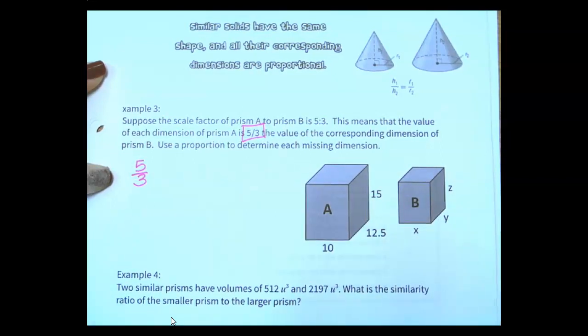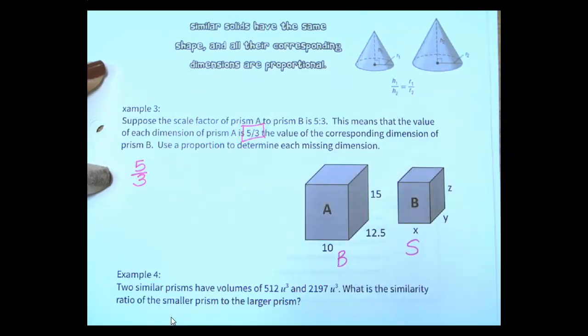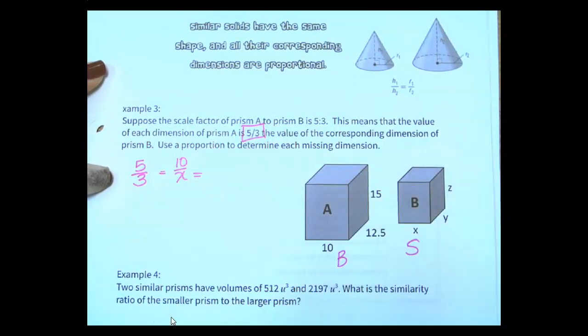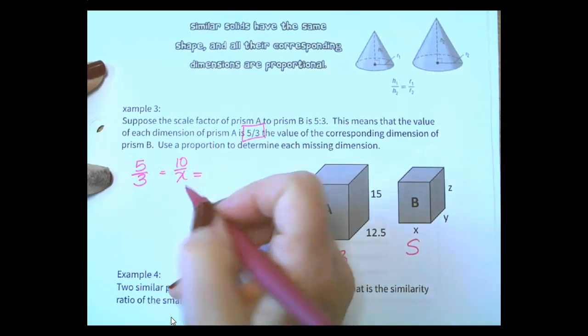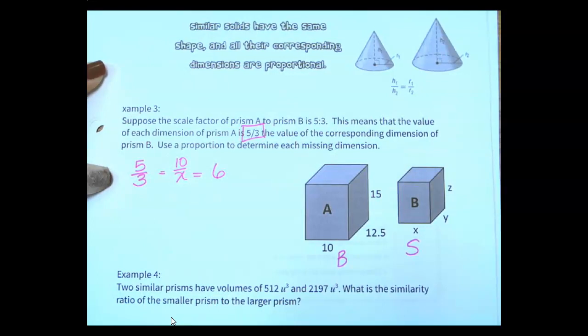So to find X, in this 5 to 3, that means big to small, because the bigger number's on top. So if I'm trying to find X, I would use the 10 and the X and cross multiply. So 30 divided by 5 is 6. That was easy.